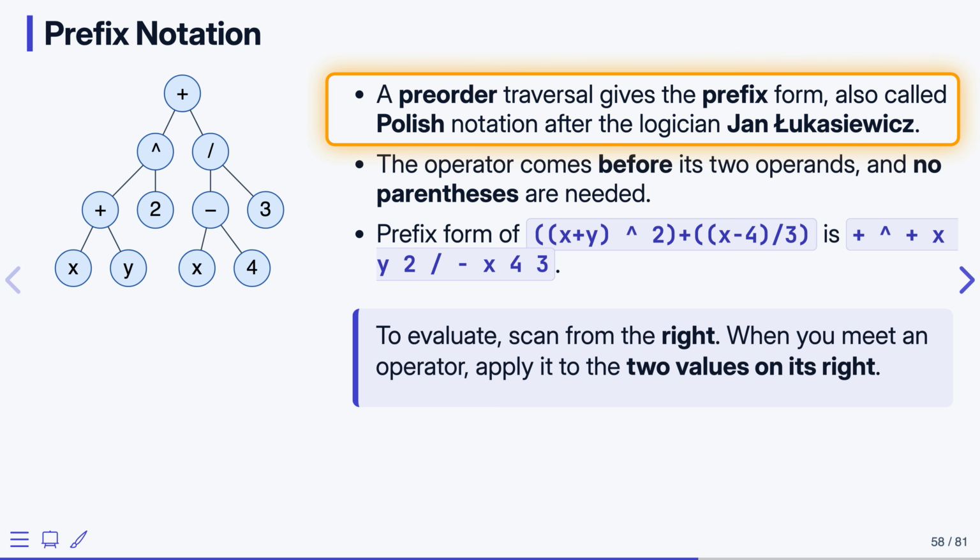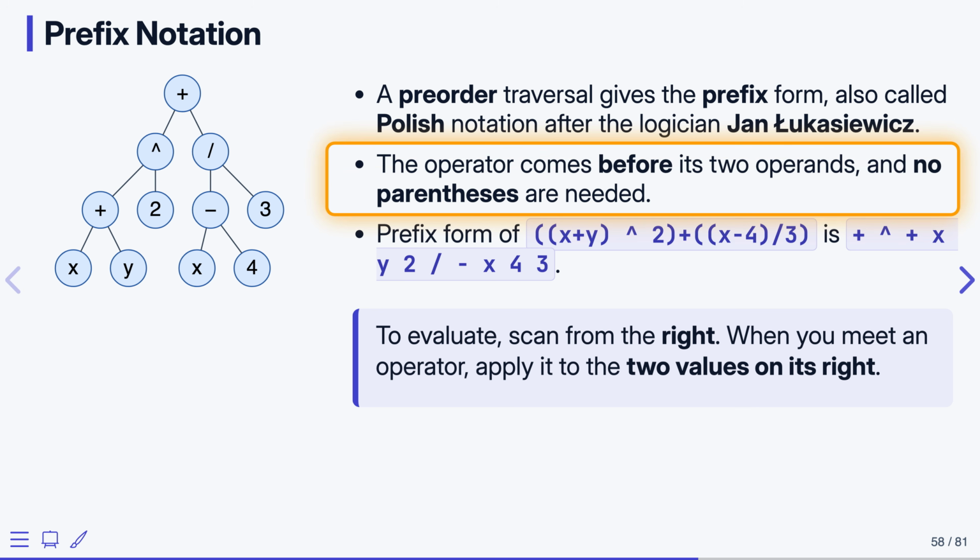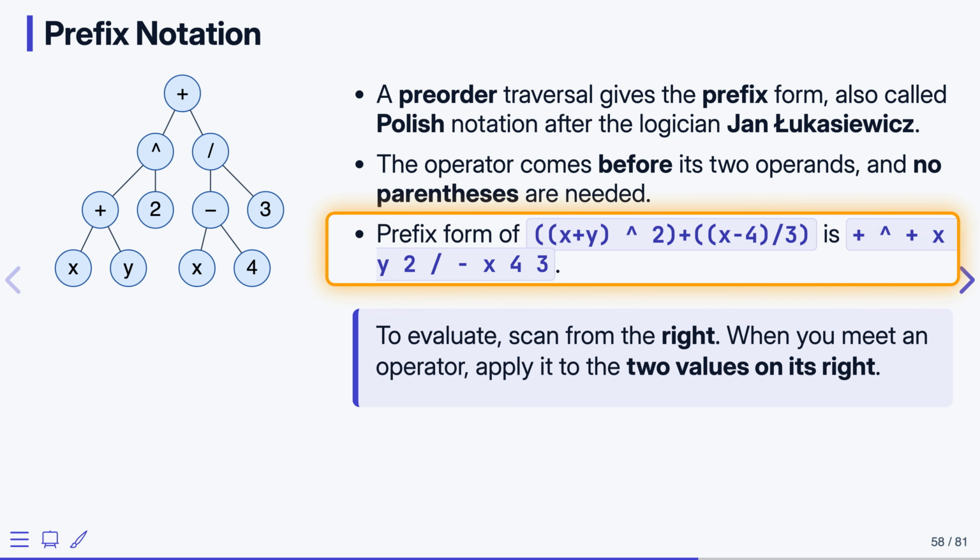Now prefix notation. Read the expression tree in preorder and you get the prefix form. It is also called Polish notation, after the Polish logician Jan Łukasiewicz. In prefix, the operator comes before its two operands, and no parentheses are needed at all. The order of the symbols carries the whole structure. For our example expression, the prefix form is plus caret plus x y 2 slash minus x 4 3.